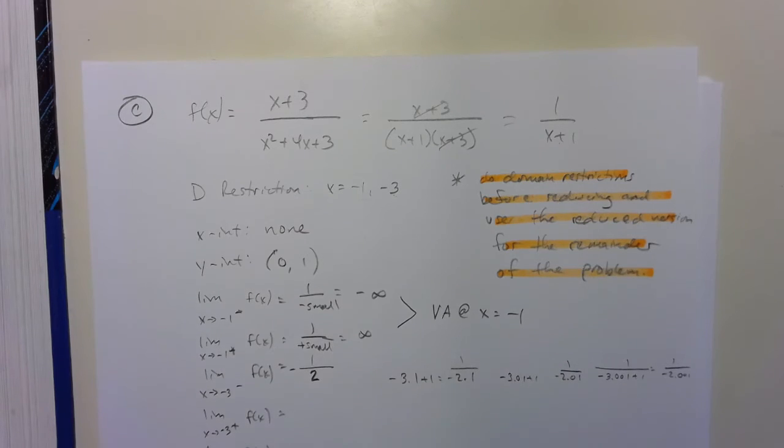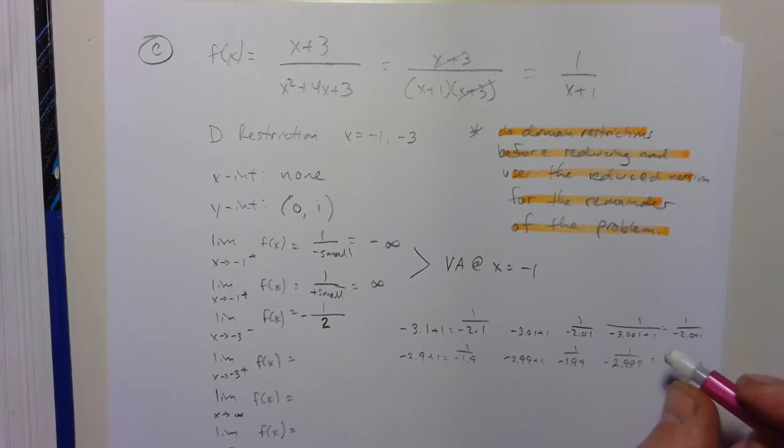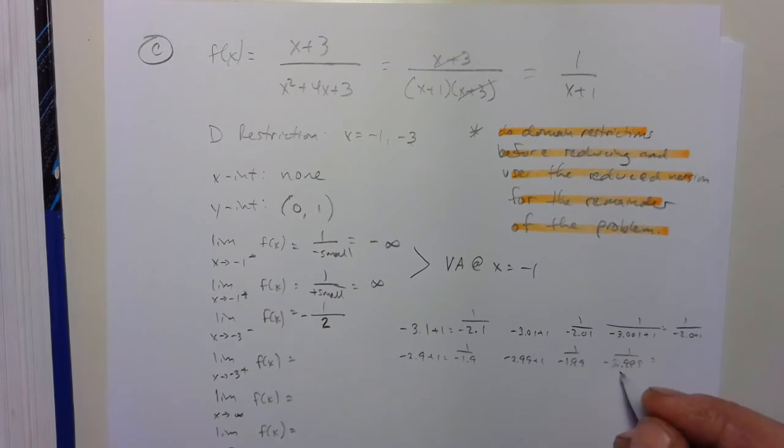Okay, so sometimes your domain restrictions aren't going to be infinity or negative infinity, and that's because this denominator here is not getting infinitely close to 0. It's getting infinitely close to -2. If I do -3 just to the right, I would be plugging in -2.9, -2.99, and -2.999. Whoops, I forgot to add 1 to that one. Okay, you can see my denominator is getting infinitely close to -2 again.